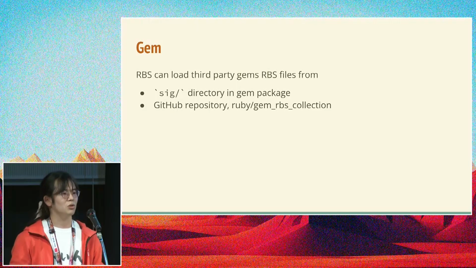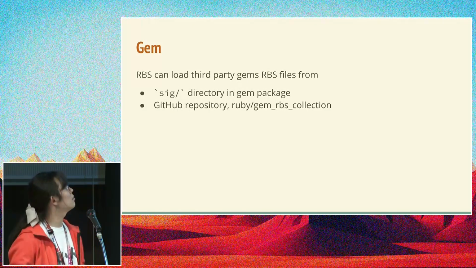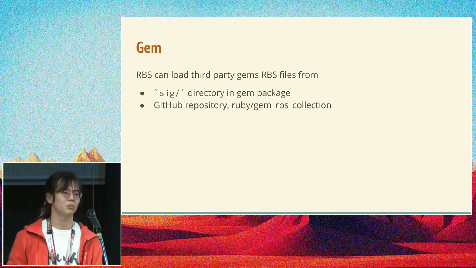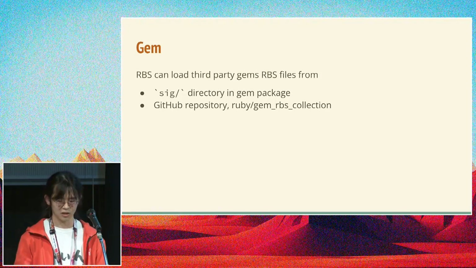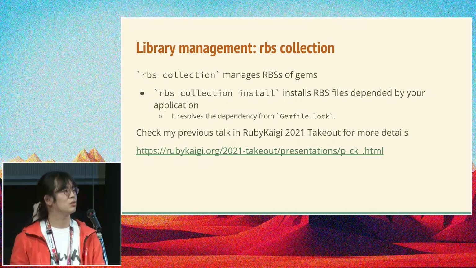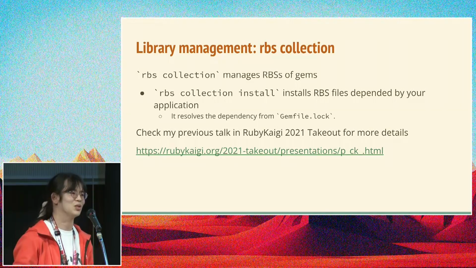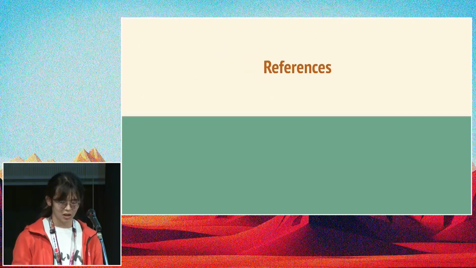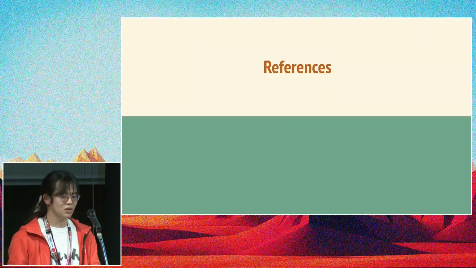Basically, you use RBS collection as a tool, and the gem type definition, whether it's in sig or it could be taken from a GitHub repository, and RBS collection as a tool. Two years ago at RubyKaigi, I discussed this one, so please look at it again.